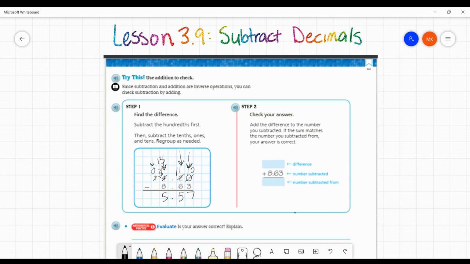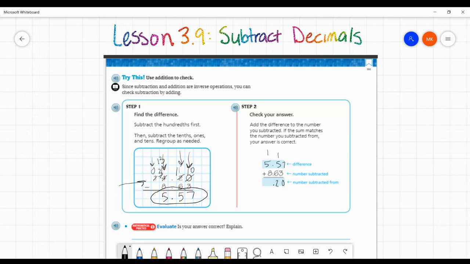So now, in order to check our answer, we will add the difference to the number we subtracted. Well, our difference is this 5.57. So we will take 5.57 and add it to the number we subtracted, which is 8.63. 7 plus 3 is 10. Drop our 0, carry the 1. 6 plus 5 is 11, plus 1, 12.